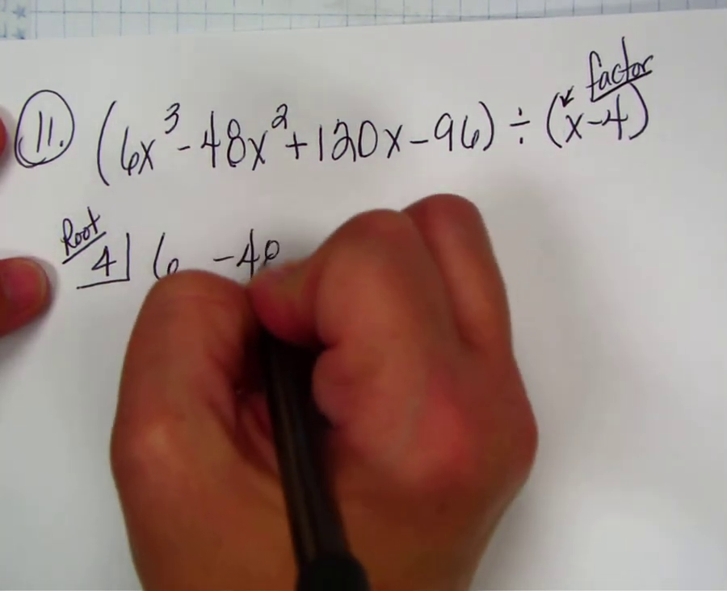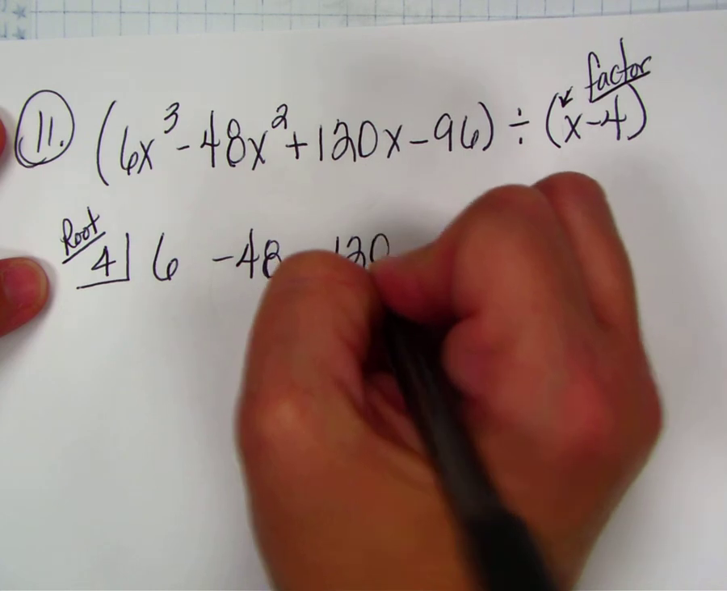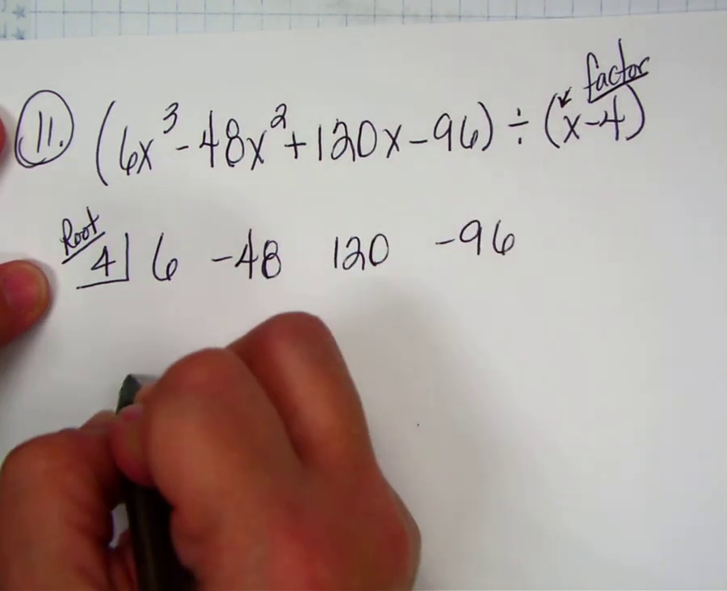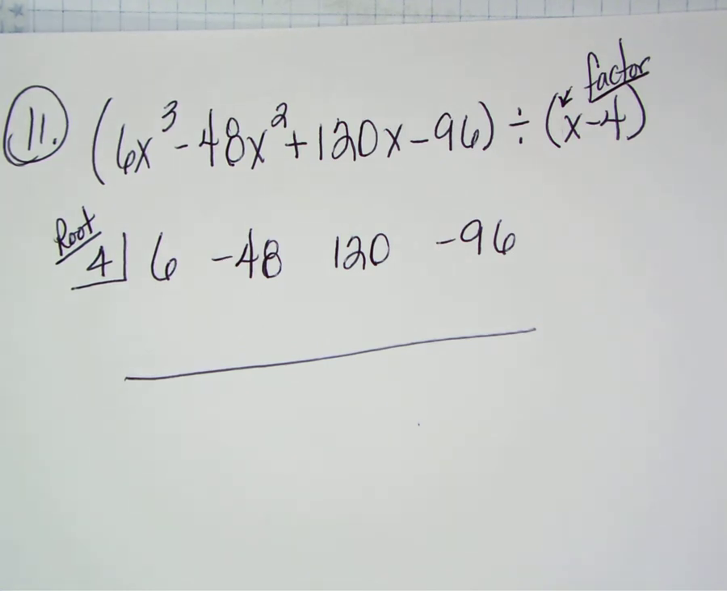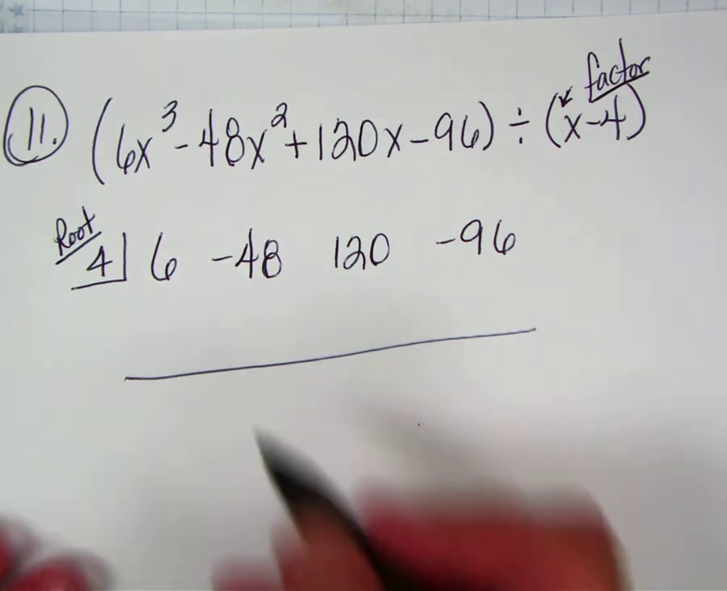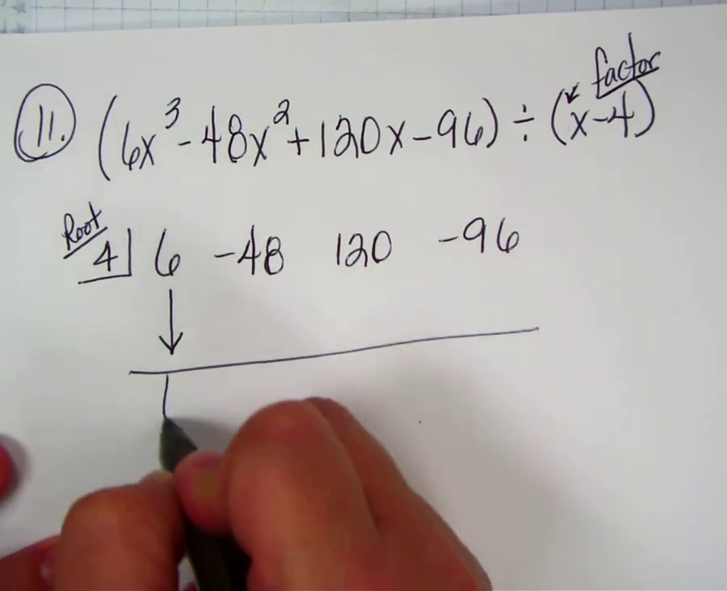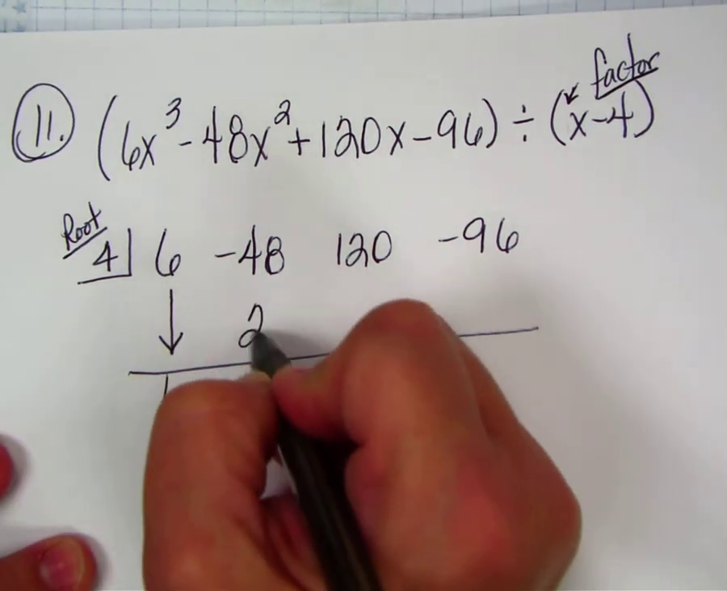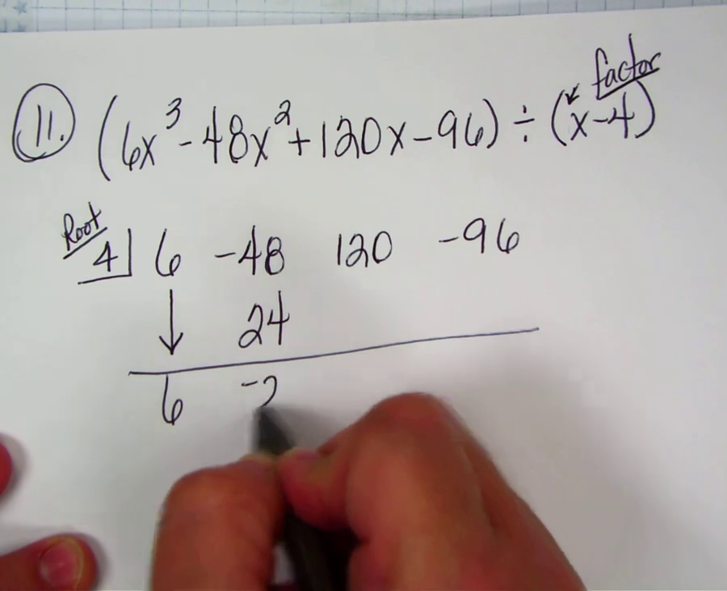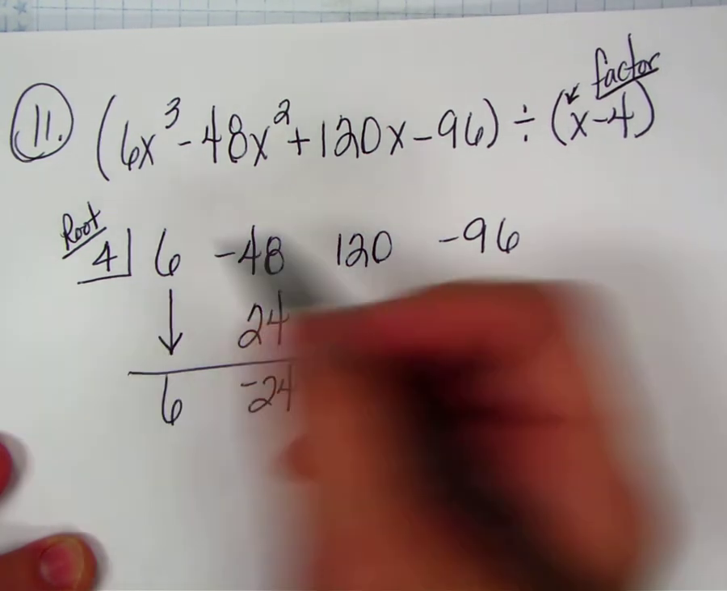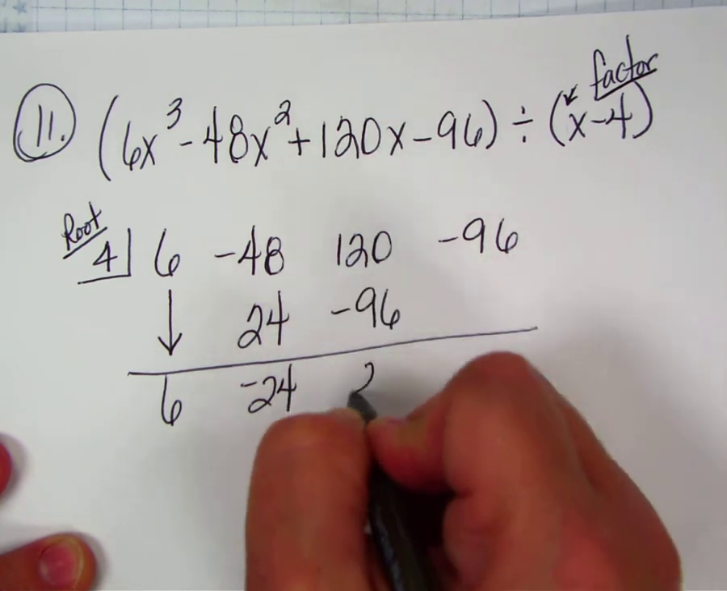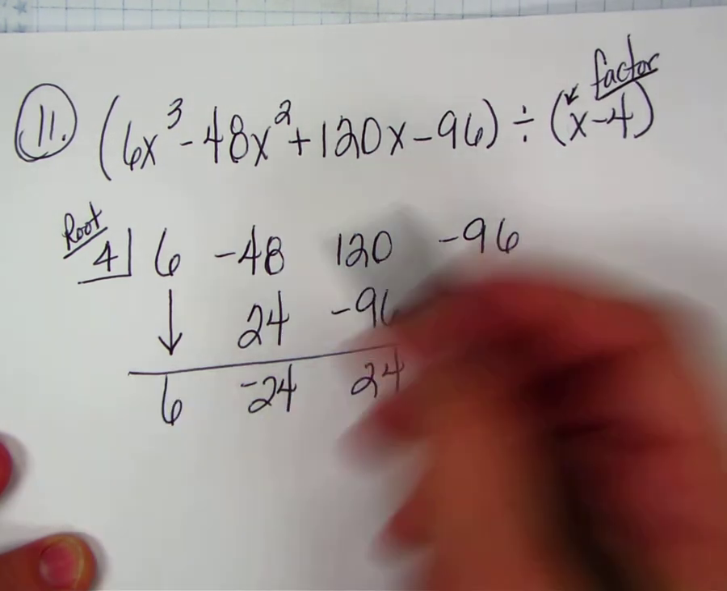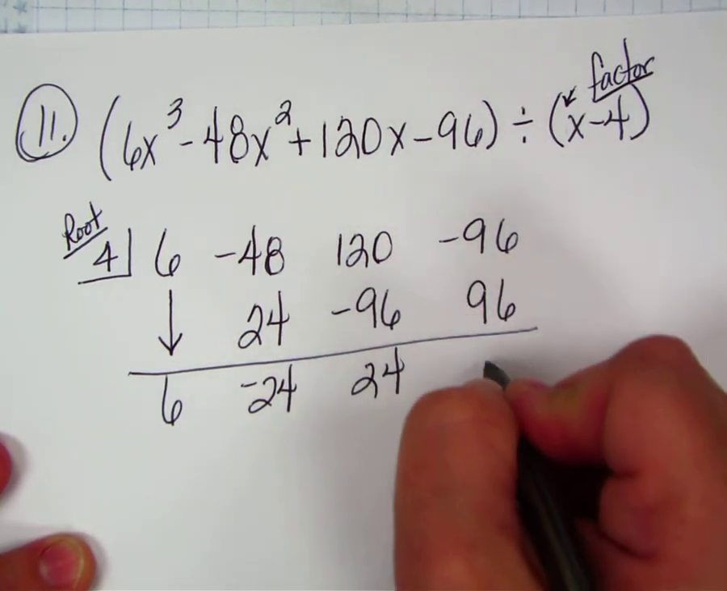So 6, negative 48, 120, negative 96. I think you're really good at synthetic division now. Anybody have a question? No. Okay, bring this down. 24. 6 times 4 is 24. Add. Negative 24. Negative 24 times 4 is negative 96. Add. 24 times 4 is 96. Add.